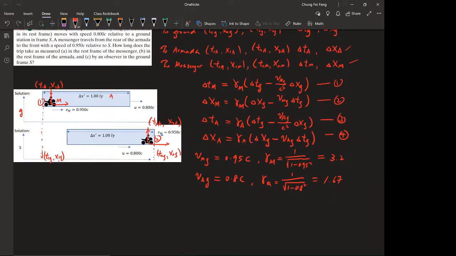So what else do we know? We also know that delta XA, which is measured from Amanda, the distance, is 1 light year. 1 light year is equal to the speed of light multiplied by 1 year.